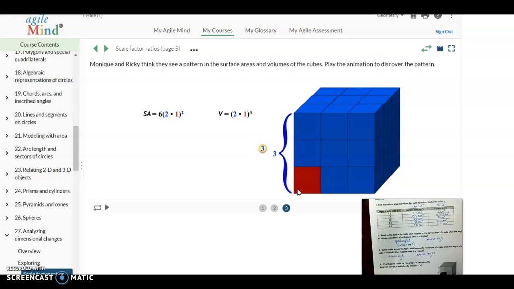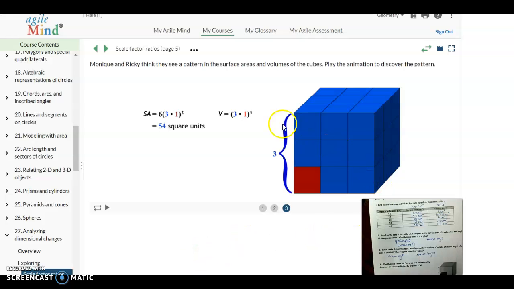So remember, the original surface area with a side length of 1 was 6. So this surface area should be 54. 3 squared is 9. 9 times 6 is 54. Let's see if we're right. Looky there.